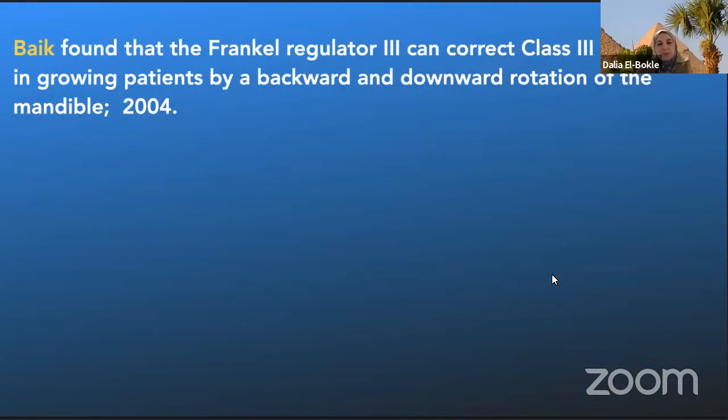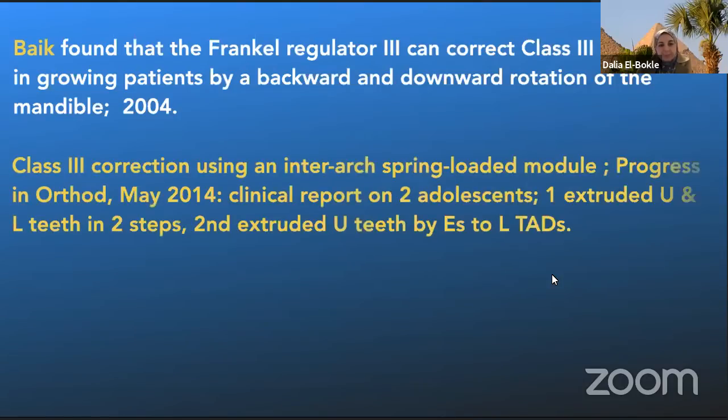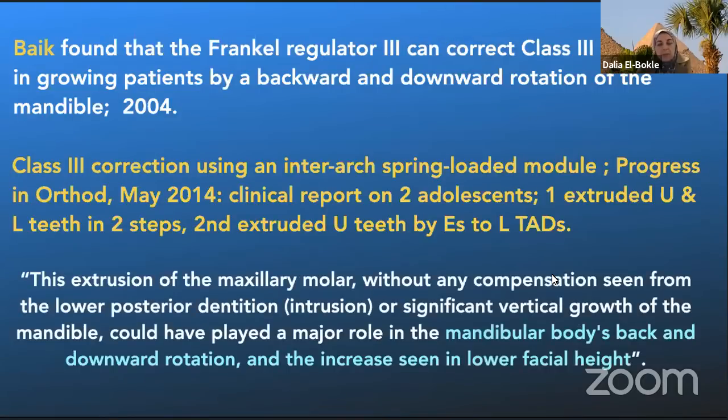Baek in 2004 also found that the Frankel appliance 3 can correct class 3 malocclusion in growing patients by a backward and downward rotation of the mandible. Also, it has been shown that class 3 correction using an interarch spring-loaded module will produce a similar effect by extrusion of the maxillary molar without any compensation seen in the lower posterior dentition or significant vertical growth of the mandible. And what will happen is the mandibular body goes back and downward rotation with increase in the lower face height.